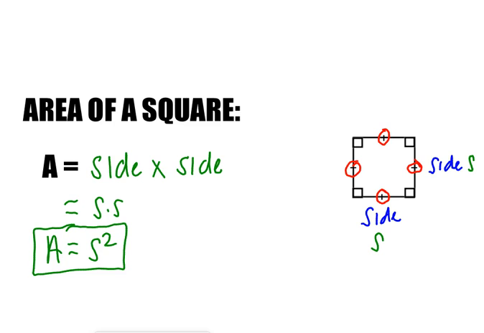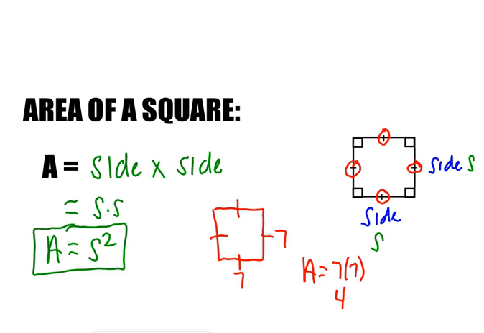Let's just do a quick little example on the slide. So let's say I had this square that was 7 by 7. To find its area, I would take 7 times 7 and get 49.